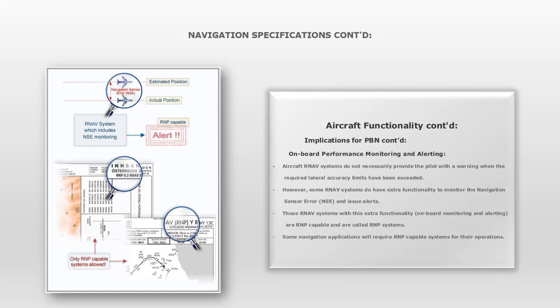Aircraft functionality. Continue. Implications for PBN. Continue. On-board performance monitoring and alerting. Aircraft RNAV systems do not necessarily provide the pilot with a warning when the required lateral accuracy limits have been exceeded. However, some RNAV systems do have extra functionality to monitor the navigation sensor error and issue alerts. Those RNAV systems with this extra functionality, on-board monitoring and alerting, are RNP capable and are called RNP systems. Some navigation applications will require RNP capable systems for their operations.